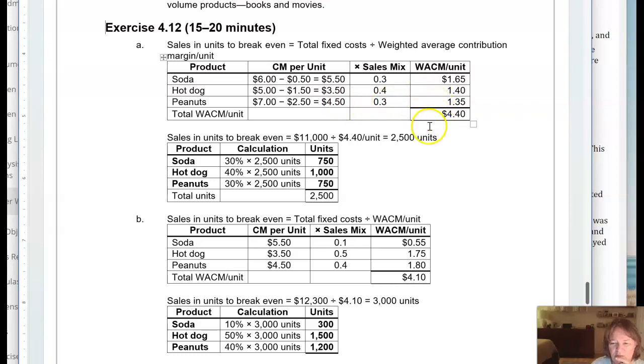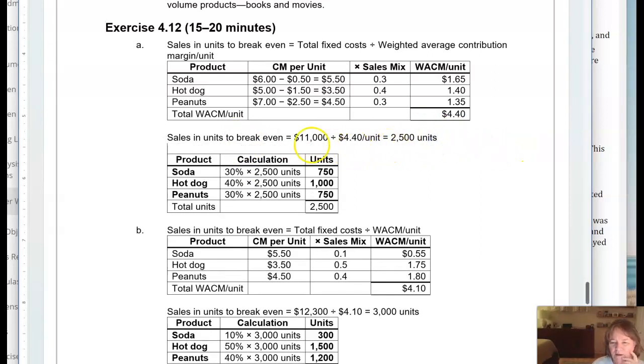So the weighted average contribution margin per unit, that's 30% of a soda, 40% of a hot dog, and 30% of peanuts, is $4.40. All right. So if I take my units to break even, 11,000 is our fixed cost, divided by the $4.40 per unit is 2,500 units.